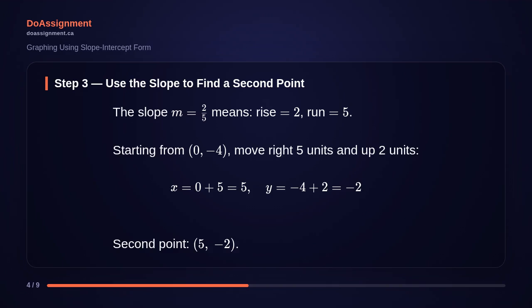The slope 2/5 tells us to rise 2 and run 5. Starting from the y-intercept at (0, -4), move right 5 units and up 2 units. That lands us at the point (5, -2).